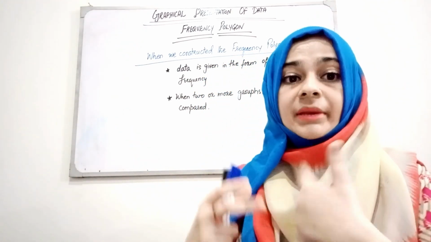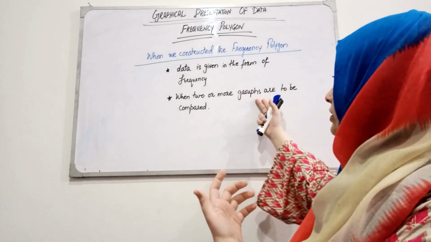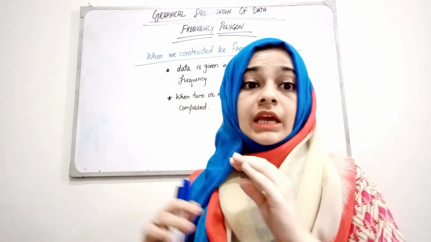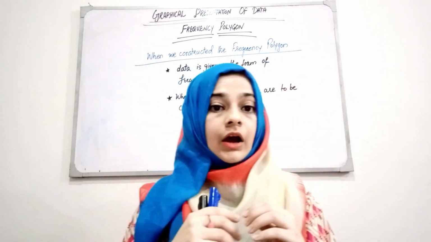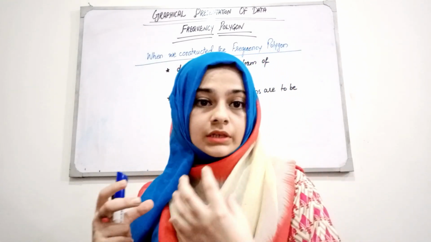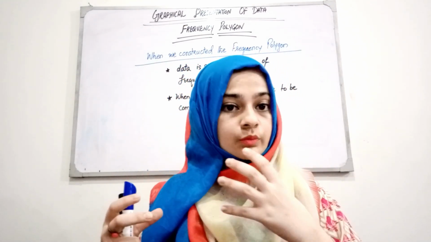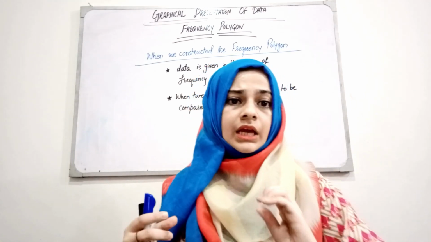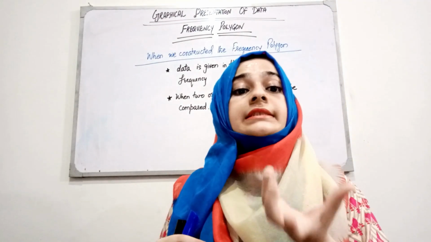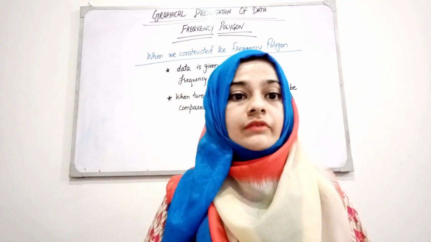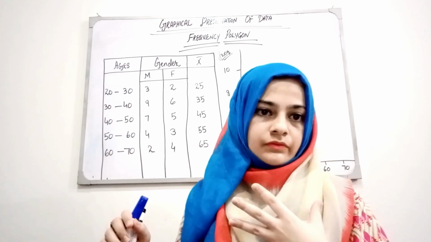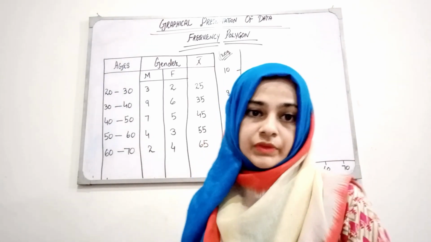If we are comparing two or more graphs, we also make frequency polygons, when we are presenting two or more data sets in our graph. For example, in the frequency distribution table, we have a variable known as gender, and then it is further divided in the table into female and male. So here is the question, and we have to construct the frequency polygon.